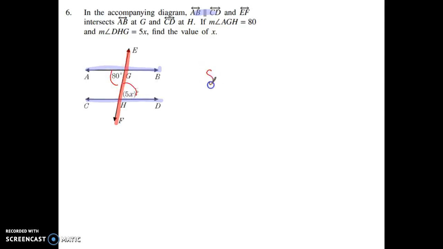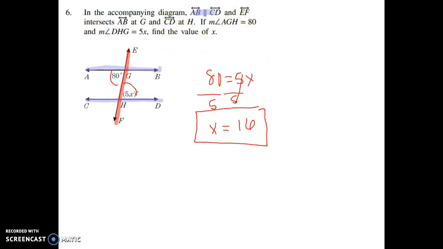They are congruent. So we say 80 is equal to 5x. We divide both sides by 5. And we have x is equal to 16. So when you get questions like this, don't get too worried. They are wordy, but remember, look at what they are asking you for and if they are parallel.